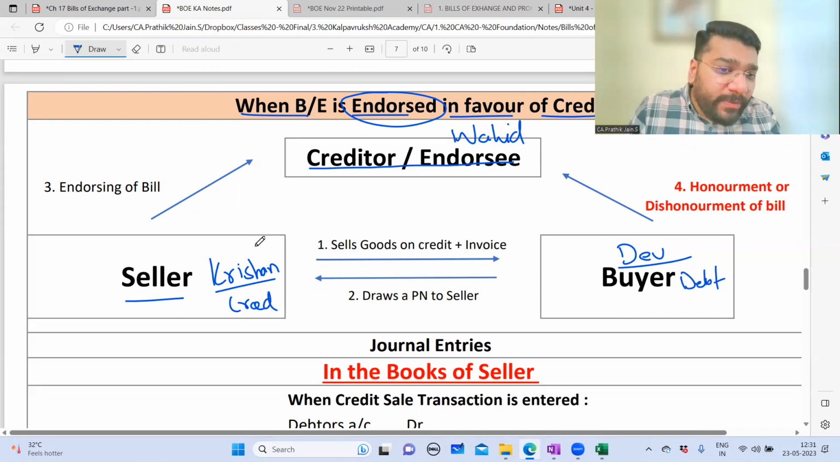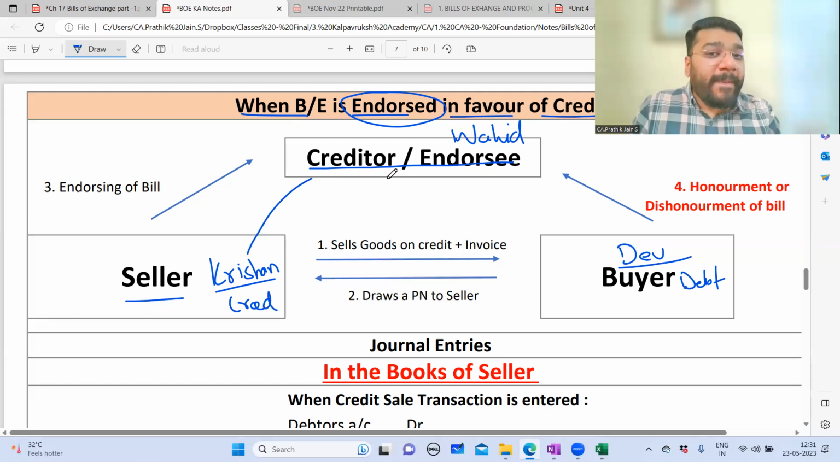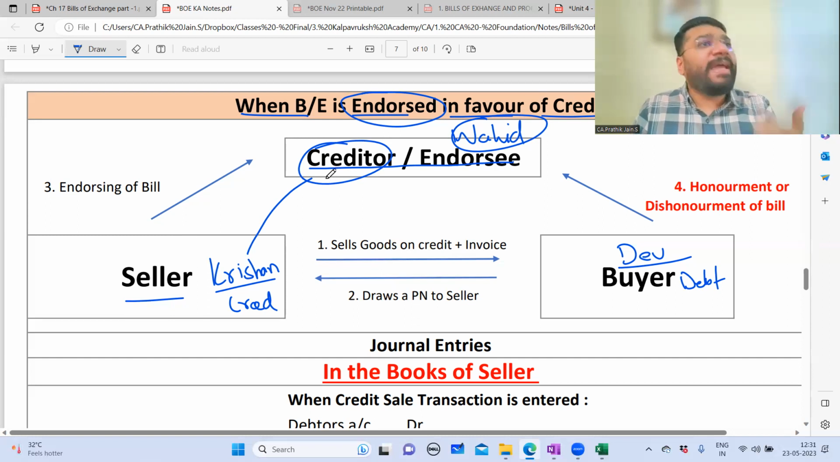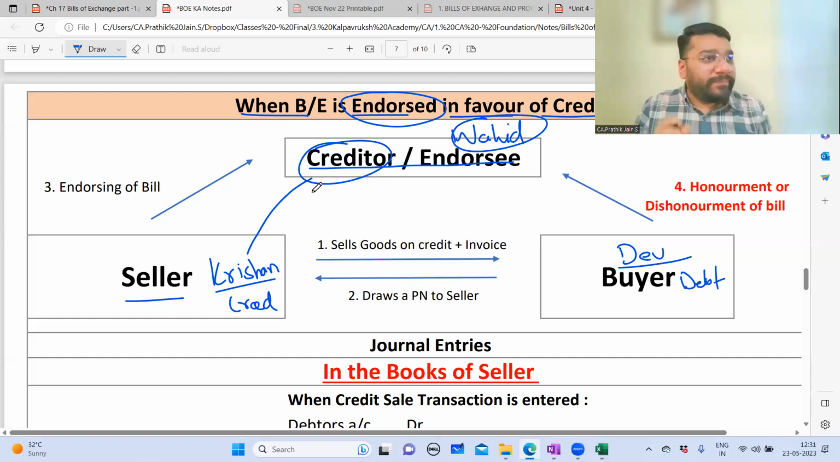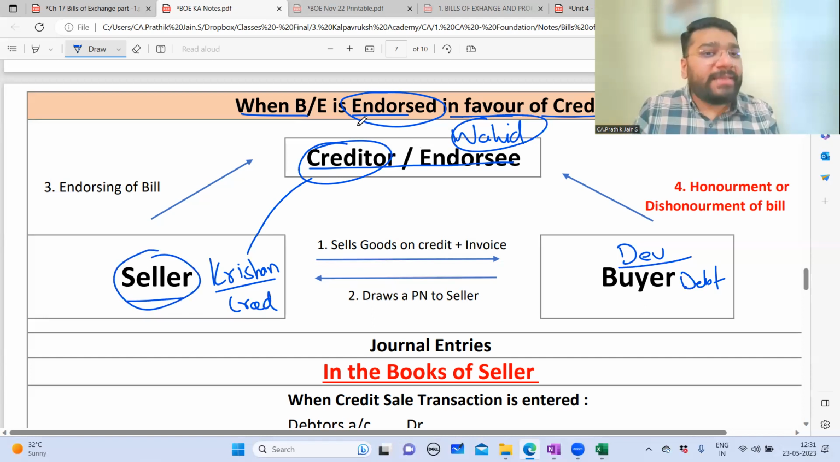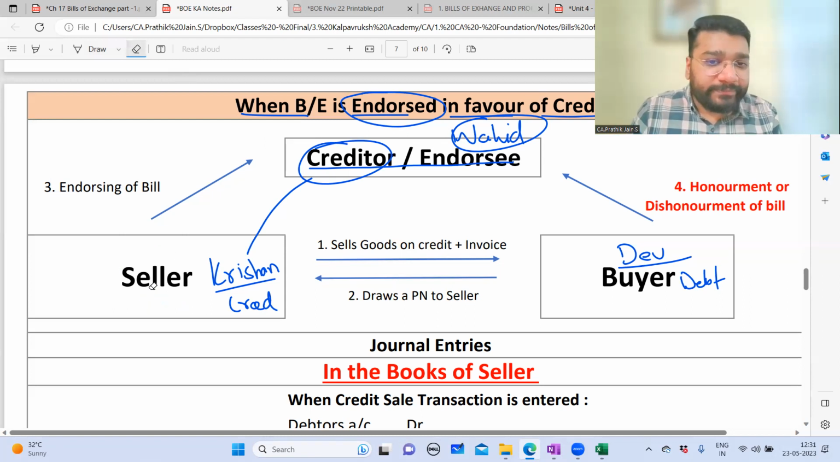Now, what is the relationship between Krishan and Wahid? Wahid is creditor. For whom? Seller Krishan, which means Krishan would have purchased something from Wahid. That's why we are making payment to Wahid. Why do we have to make payment to Wahid? In the past, we have purchased from him, so we have to pay him. So in that case, Krishan is the buyer and Wahid is the seller. I'm just keeping the terms very simple. You need to understand the relationship of each one with the other one.